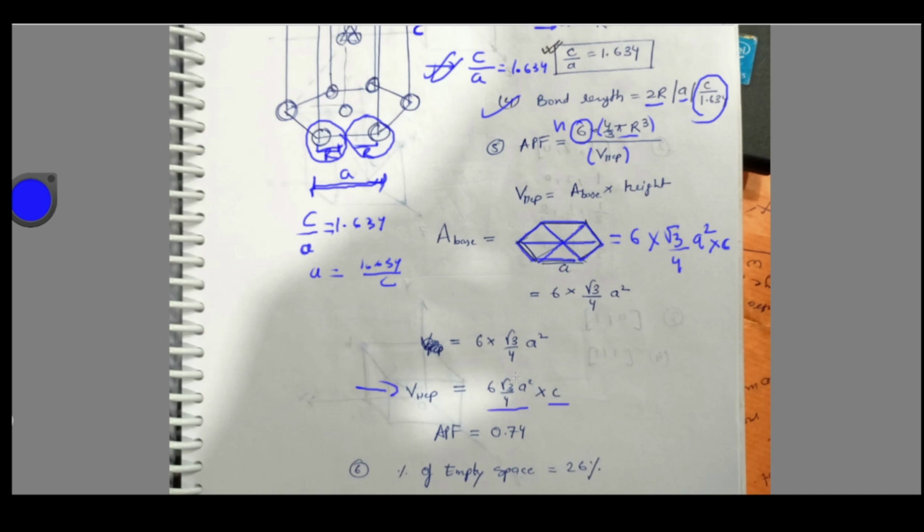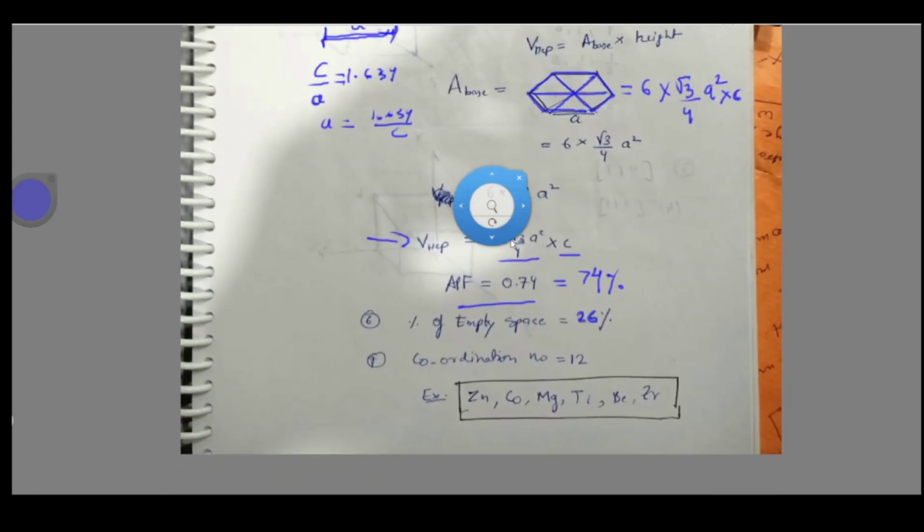Now if you substitute all the values into the atomic packing fraction formula, you will get an atomic packing fraction of 74%. So 74% of the HCP structure is filled with atoms, and 100 minus 74, that is 26%, is empty space. The coordination number is 12, the number of nearest neighboring atoms. Examples of this arrangement are zinc, cobalt, magnesium, titanium, barium, and zirconium.